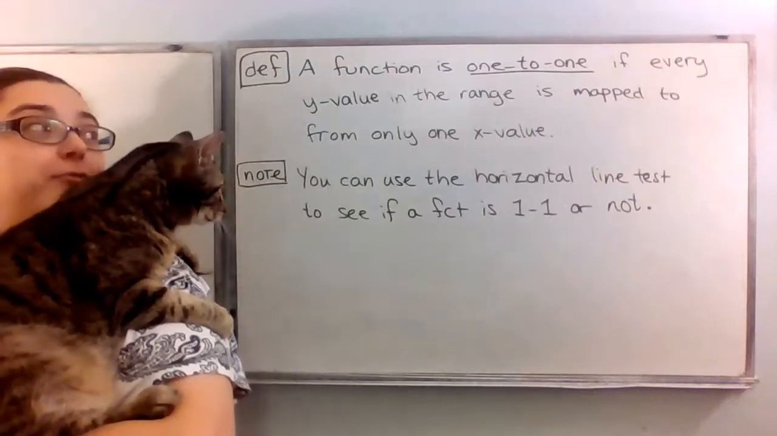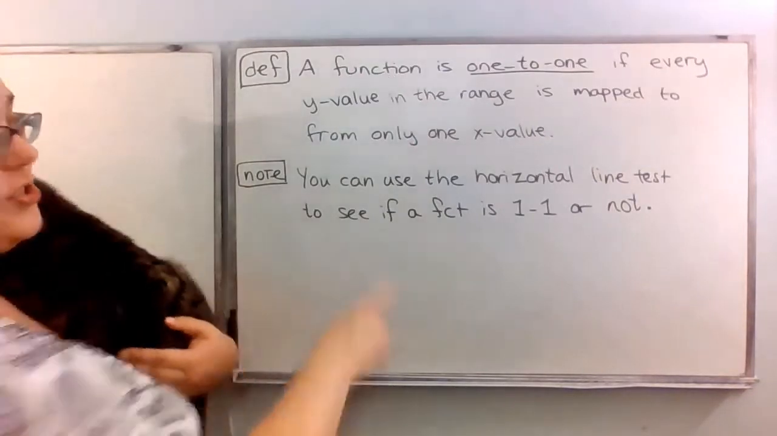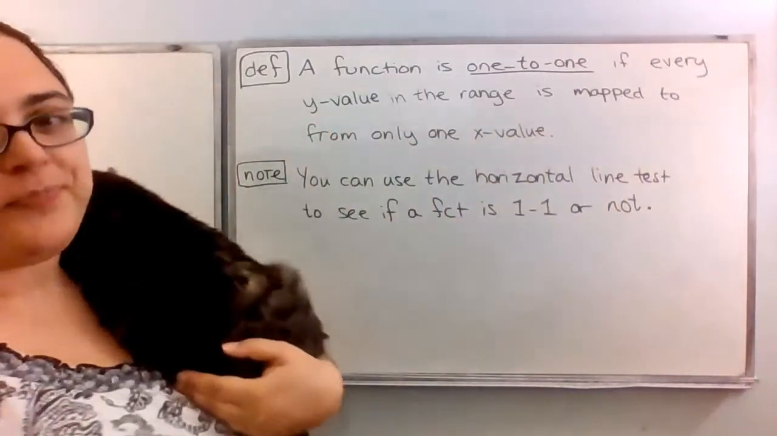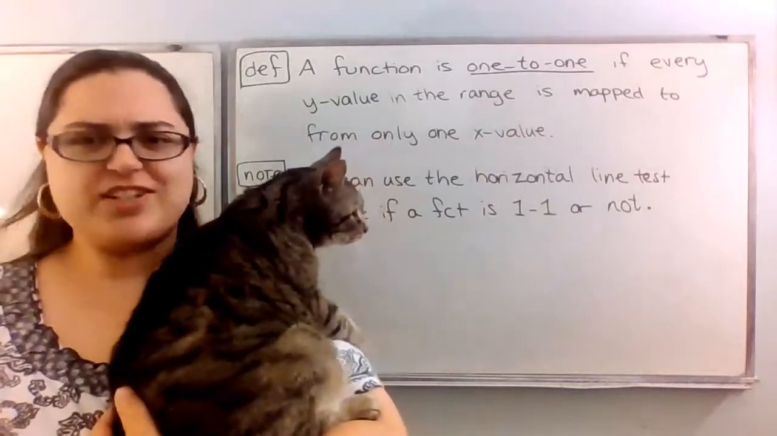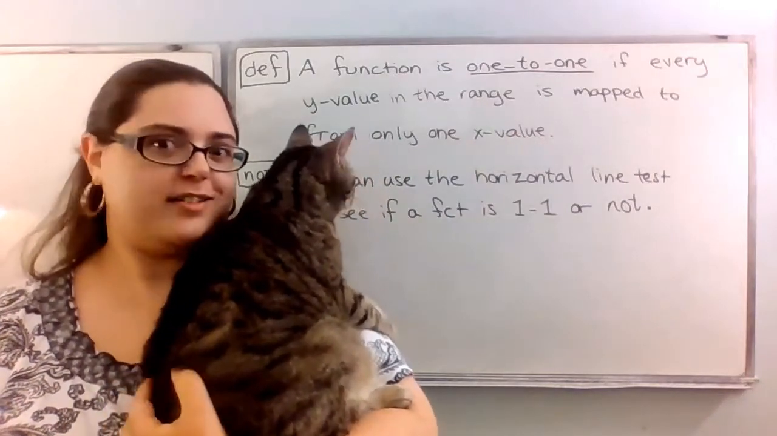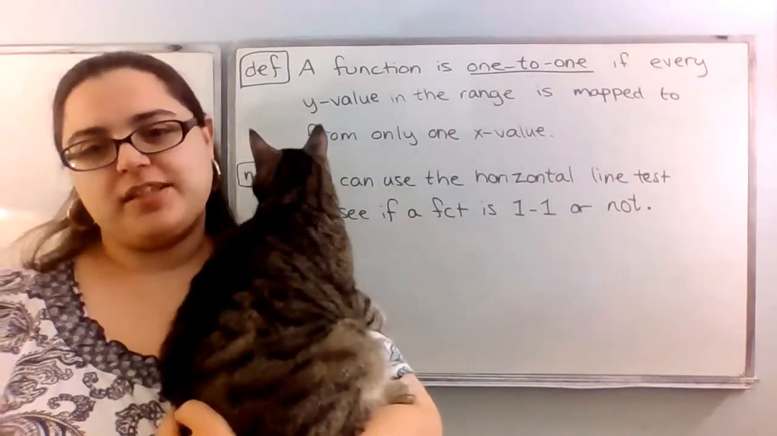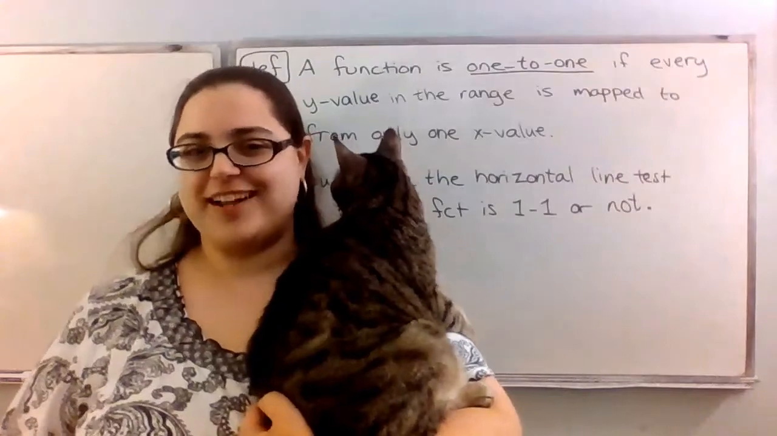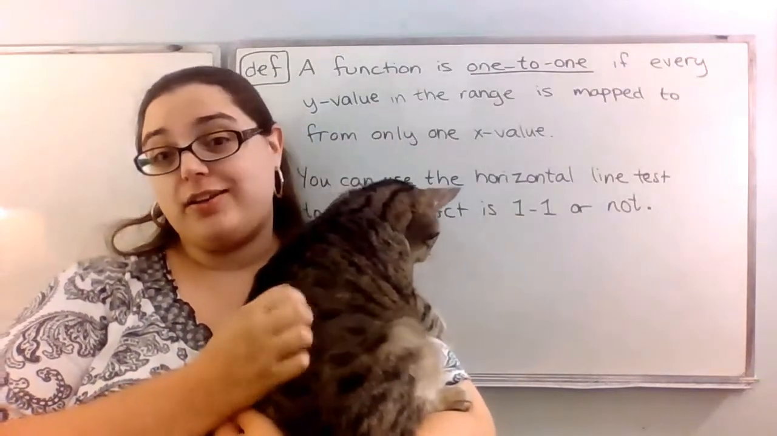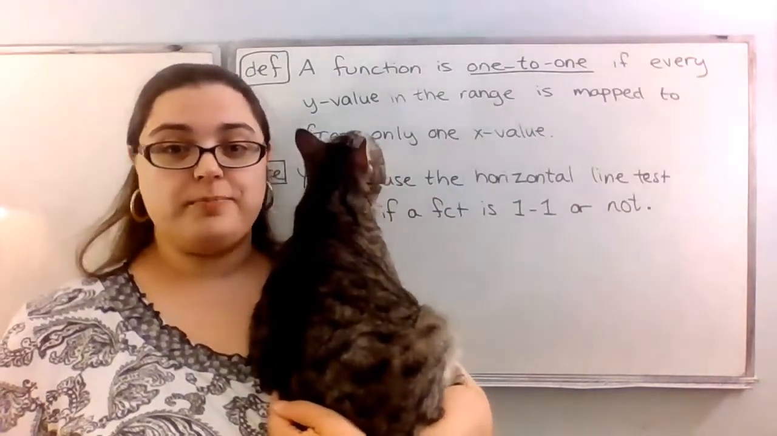A function is one-to-one if every y value in the range is mapped to from only one x value. It's very similar to the function definition, just switching the roles of the x's and the y's basically. So if we can use the vertical line test to check whether or not a relation is a function, we can use a horizontal line test to see if it's a one-to-one function.